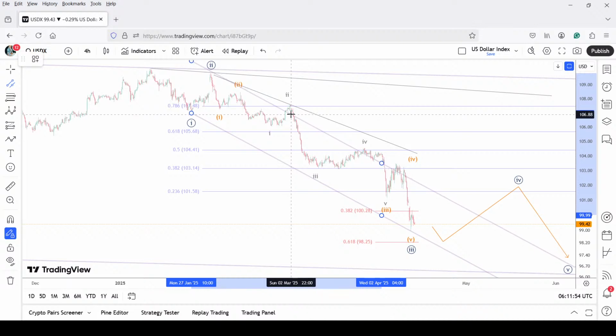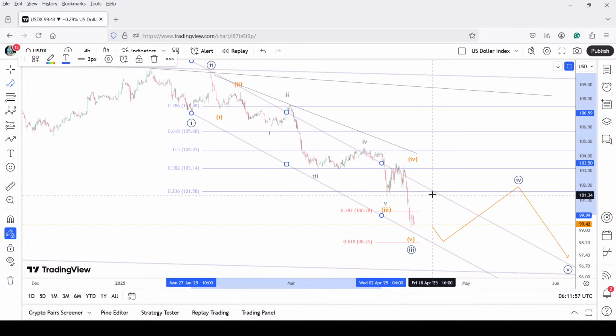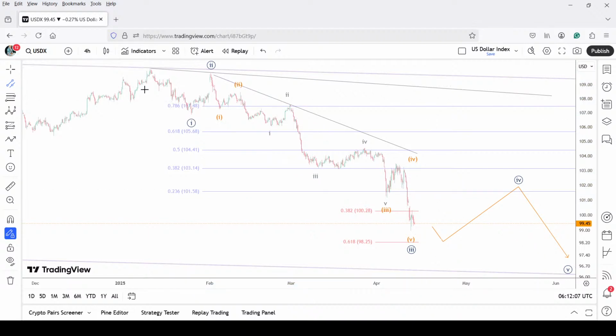Look at the channel line. Convergence is also coming around the 23% Fibonacci ratio on 18th of April, that is this month. Alright, so it could be possible that maybe the entire week, 14, 15, 16, 17 and 18, may go as a sideways action, as a minute wave 4 subdivides or unfolds.